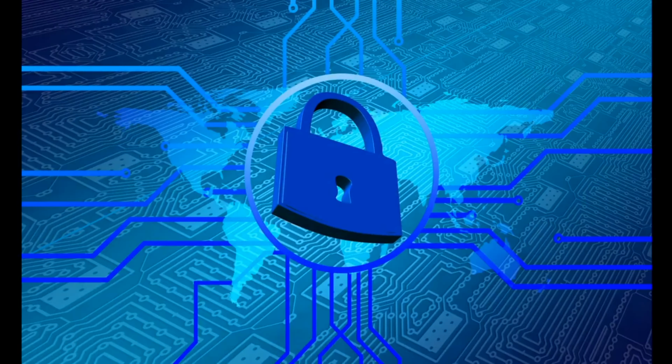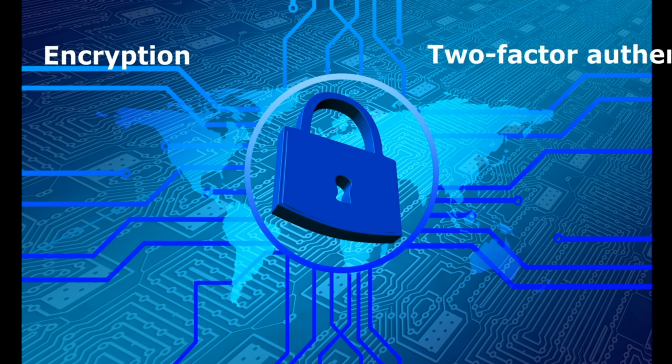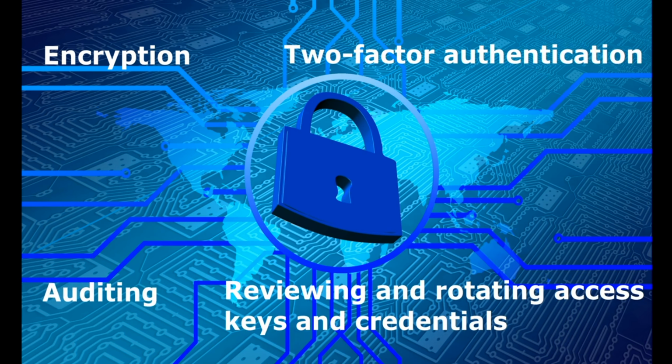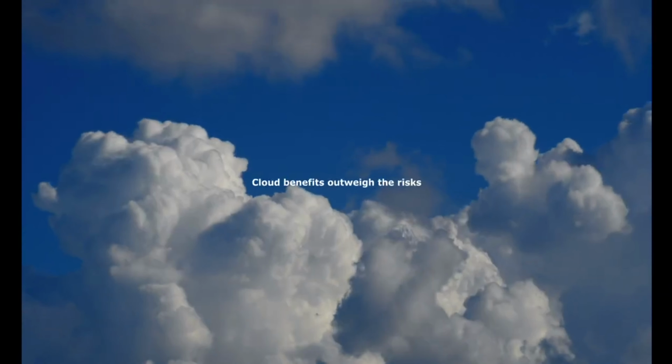In addition to this, best practices like encryption, two-factor authentication, auditing, reviewing, and rotating access keys and credentials can reduce the security risk to a great extent. Like everything else, cloud computing has benefits and risks. We are far enough into the cloud revolution, it has matured so much that these risks have been dealt with in many ways. Cloud is here to stay, and it has fundamentally changed the way businesses think about IT resources and software solutions. So, this is a wrap of this course.